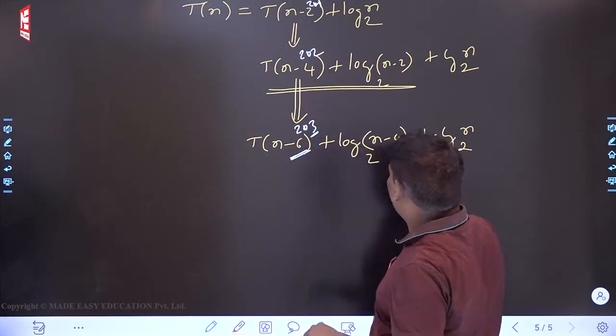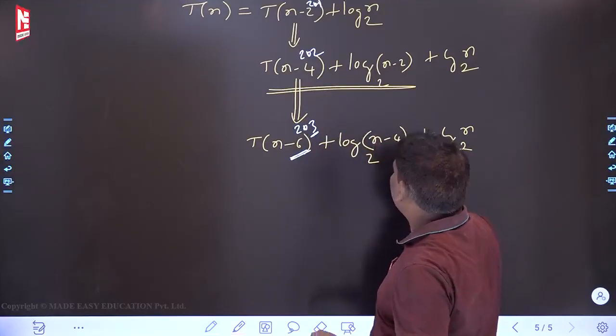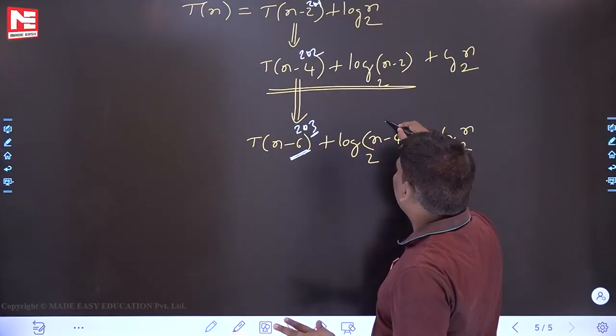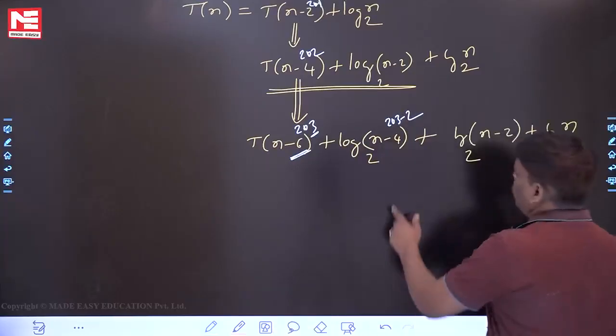It is the 6 means it is the 4. What is the answer? Whatever is there, I think here minus 1, minus 2. Let me write now. It is going to be 2 into 3 minus 2. So this is the answer.